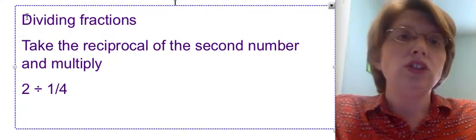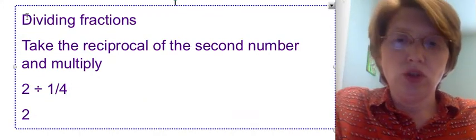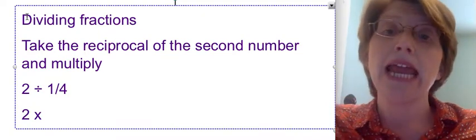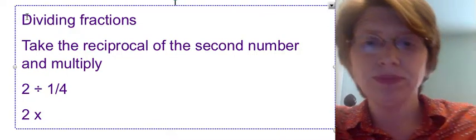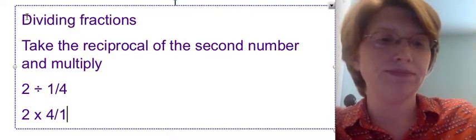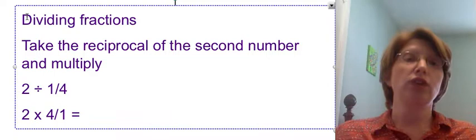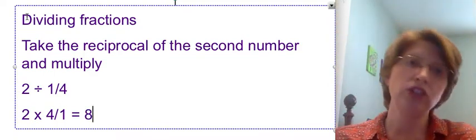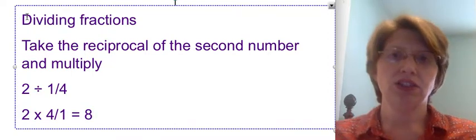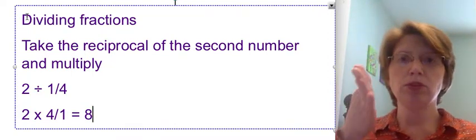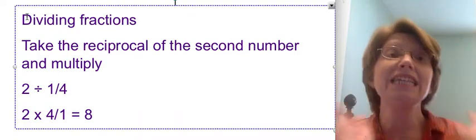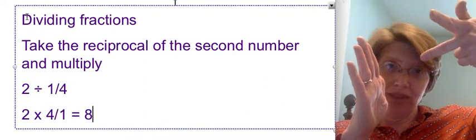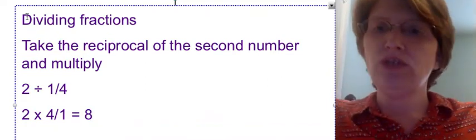If I'm going to do it, here's what I'm going to do. I'm going to say 2 times, I'm going to change that division to a multiplication, and I'm going to flip the fraction. 4/1. Then I can multiply straight across. 2 times 4 is 8/1, which is the same as 8. Do you see? So I changed the division to a multiplication sign and flip. That's it. Flip it upside down. Okay? Let's do a few.